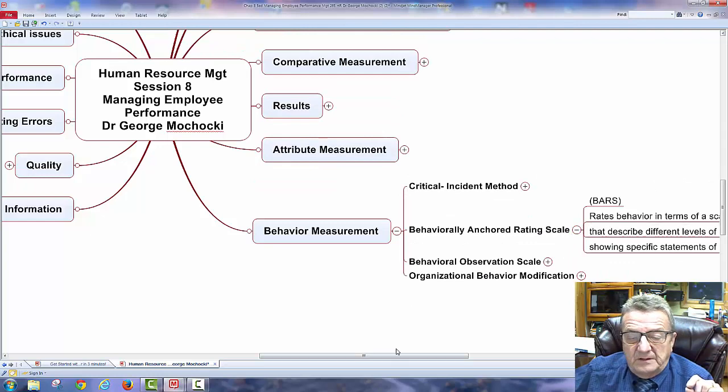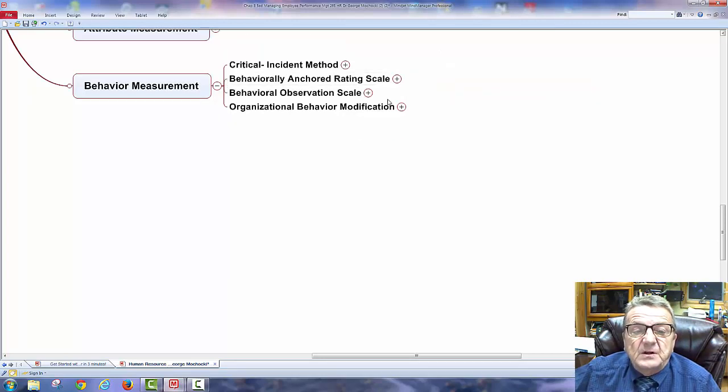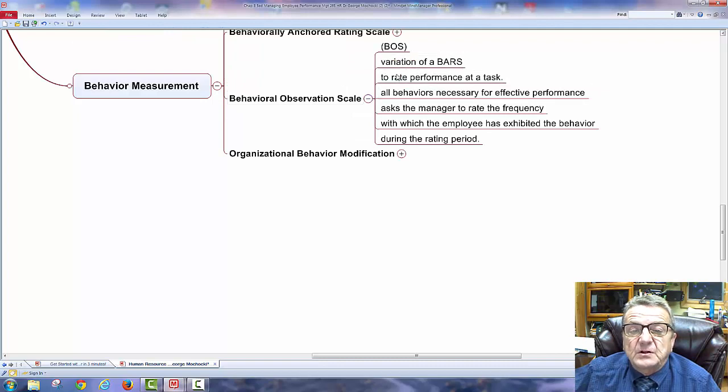Anchored rating. If I'm looking at this, let me move this up a little. It rates behavior in terms of a scale that describes different levels of performance, showing specific statements. And then the next one is organizational behavior, OBS, a variation of BARS, the one above. It covers all behaviors necessary for effective performance. Ask the manager to rate the frequency with which an employee has exhibited the behavior during the rating period.